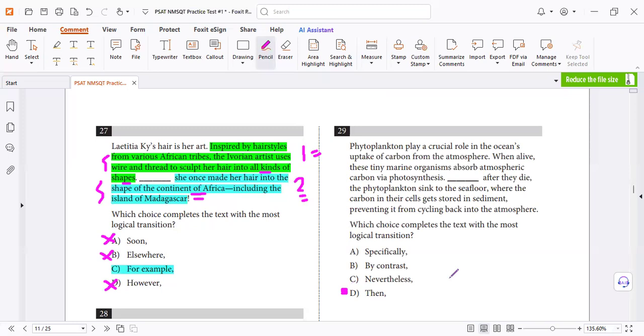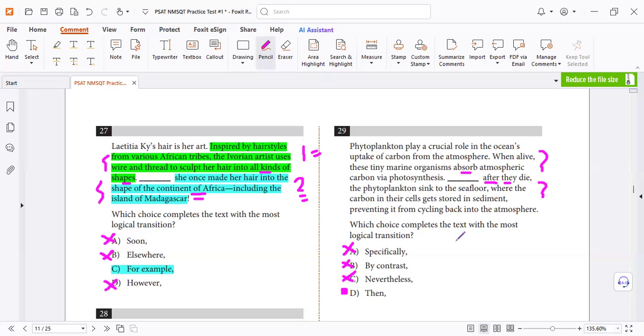He said here, then, so after that, after they die. So when alive, these tiny marine organisms absorb. After they die, look, the sequence. After that, we don't have contrast, so B and C are wrong. Specifically, we are not talking about something mentioned before and then specifically about it. So it does not make sense. So letter A is wrong.